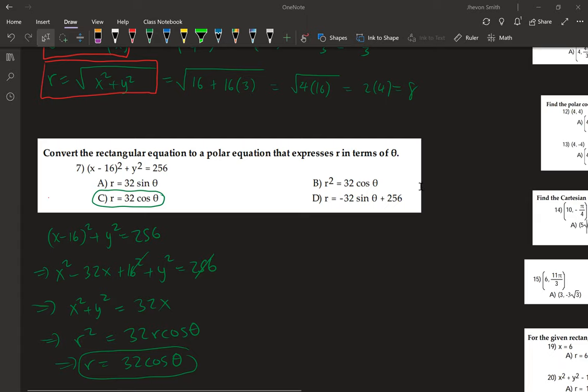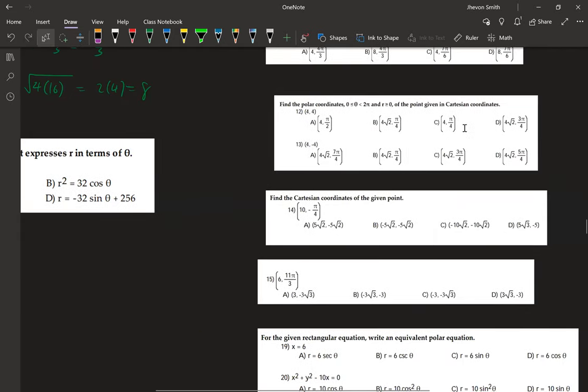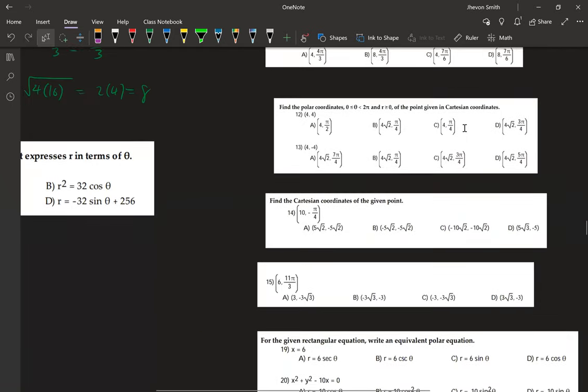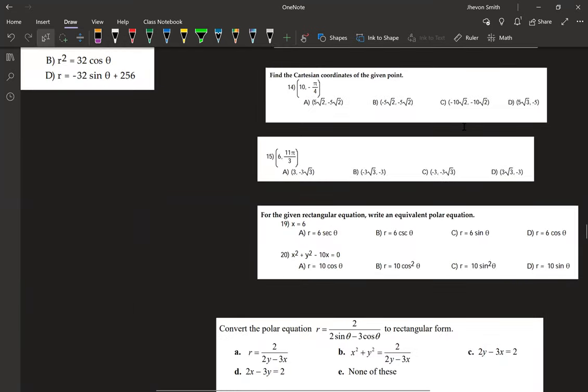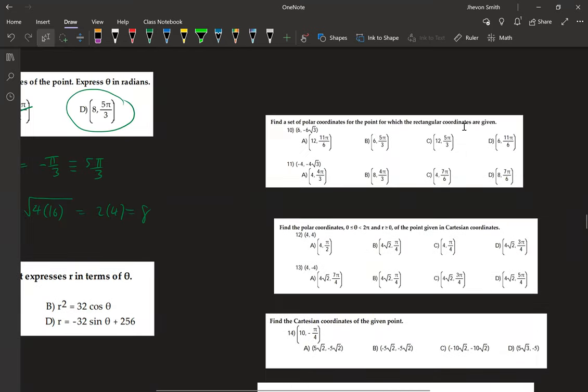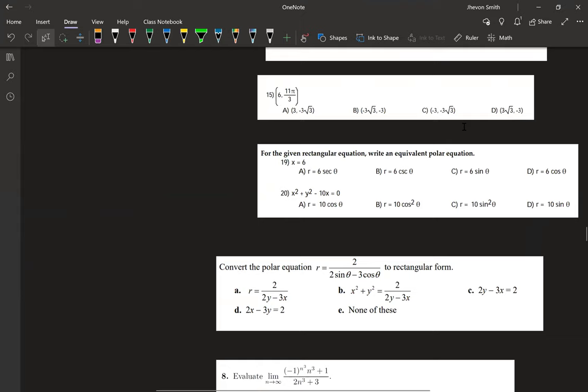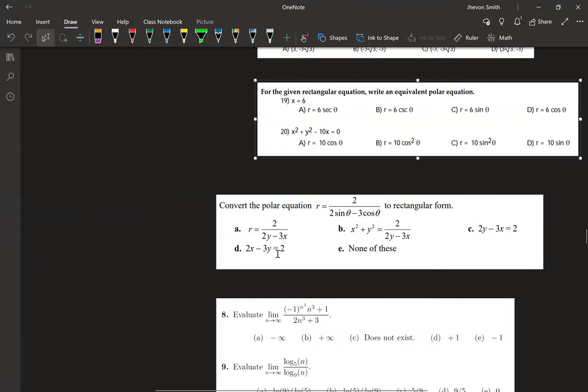So definitely a problem type that I would say you should know. When it comes to polar coordinates, I think these are the two main types of problems that could come up. They can either switch between coordinates or switch between equations. We have some more coordinate problems here, but let's do some more equation problems.